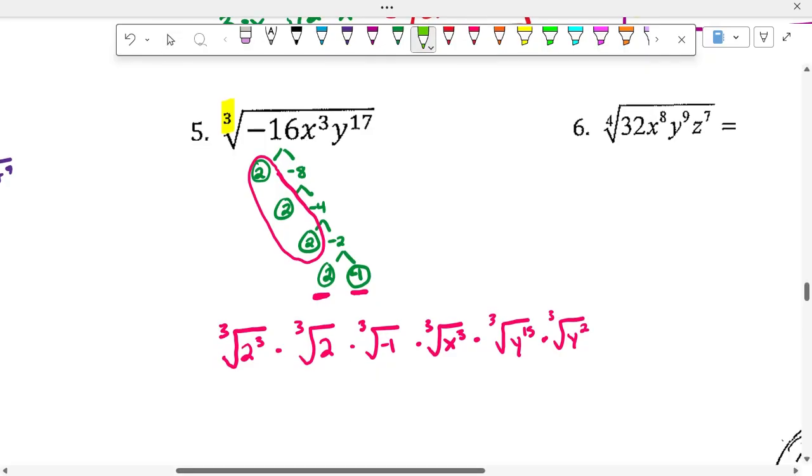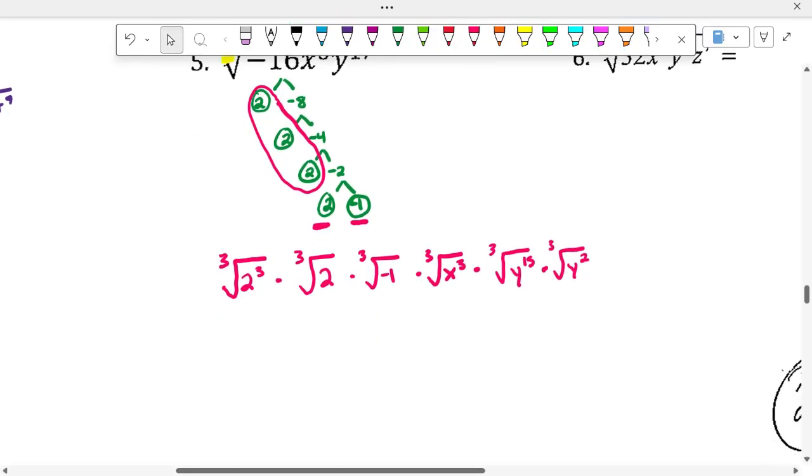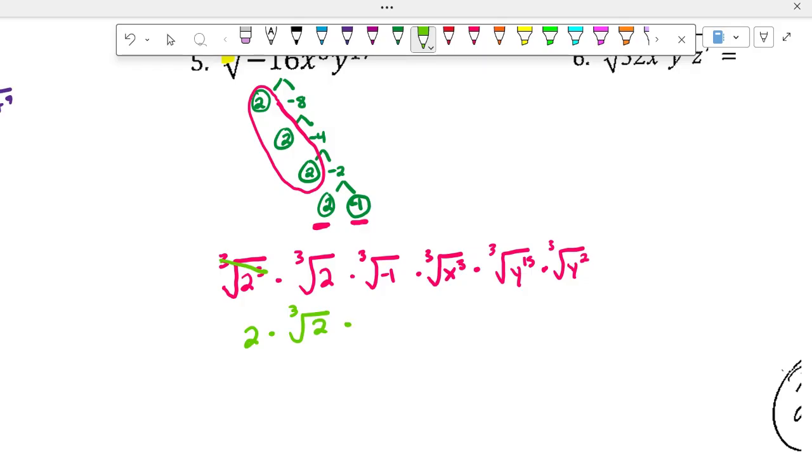So, let's go through the motions. What's the cube root of 2 cubed? 2. Cube root of 2 we can't take. What's the cube root of negative 1? It's negative 1. That's why I said pull out that negative. What's the cube root of x cubed? X. Cube root of y to the 15th? So this would be y to the 15 over 3. So that's y to the 5th times the cube root of y squared.